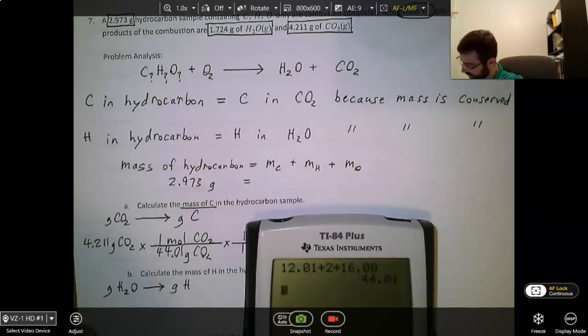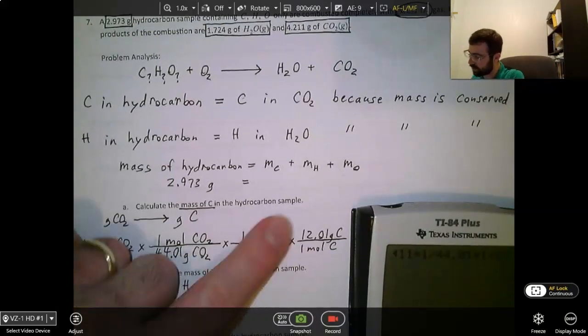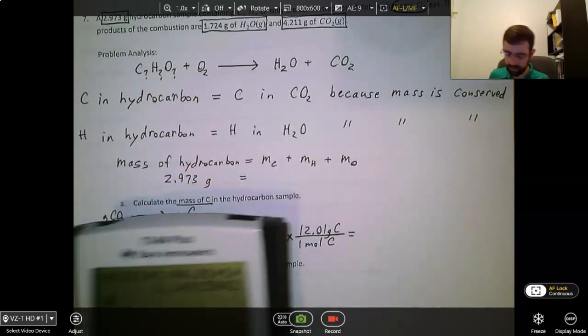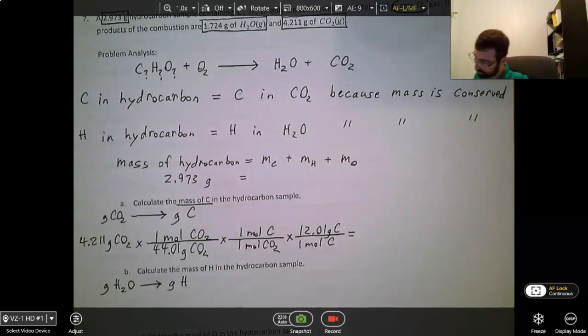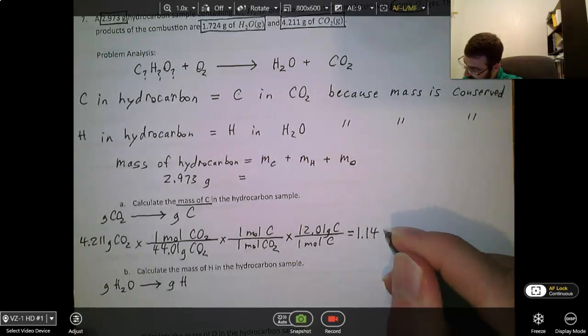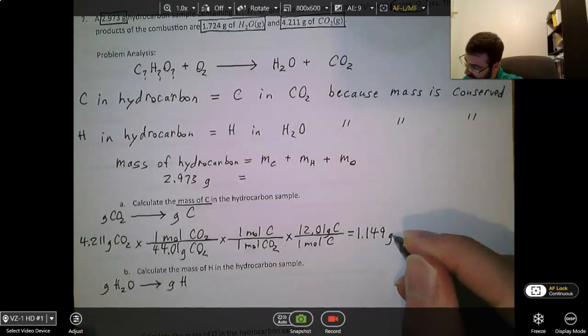So 4.211 times 1 over 44.01 times 1 times 12.01 over 1. And I get 1.149 grams of carbon.